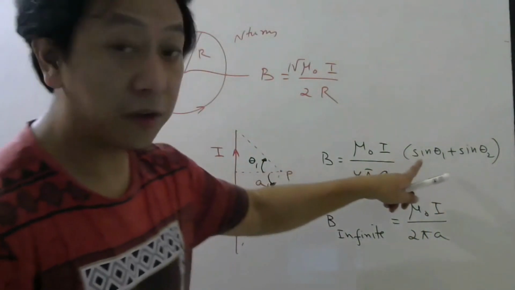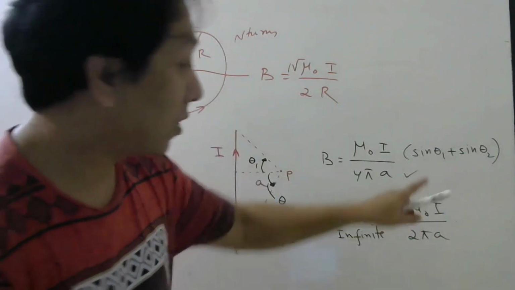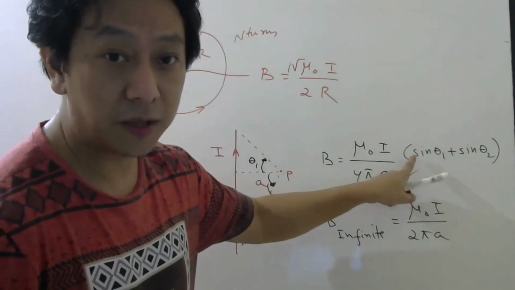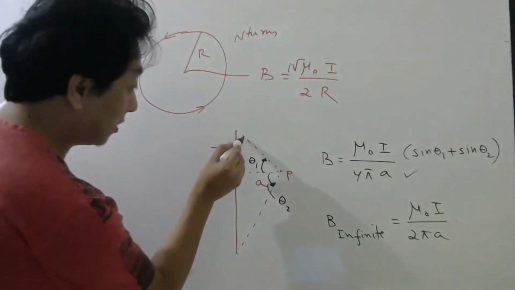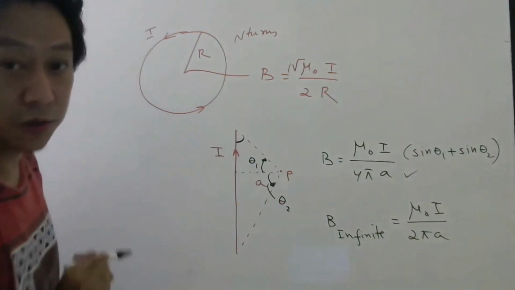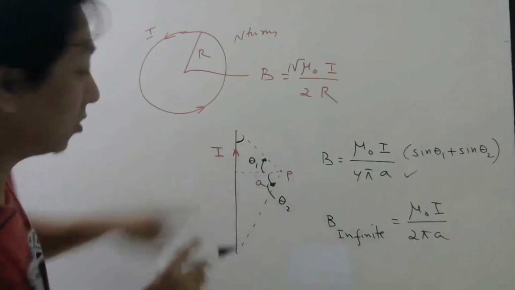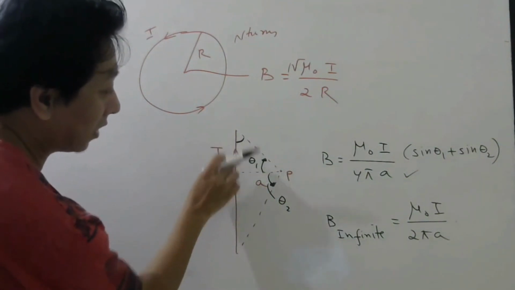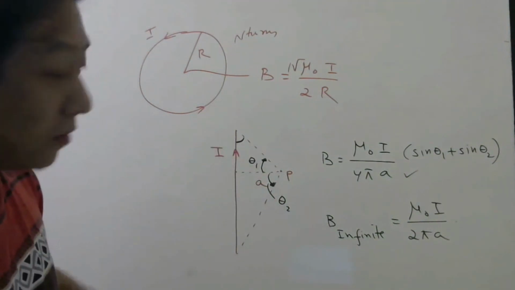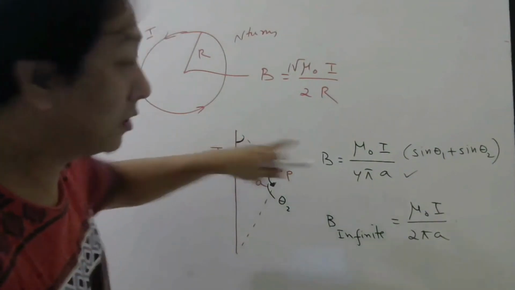Don't write cos by mistake. In some textbooks, you may see cos here. The reason why they write cos here is because they measure this angle. So if you write in terms of this angle, then sine will become cos, because this is 90 minus this, right? So in terms of this angle, this will be cos.